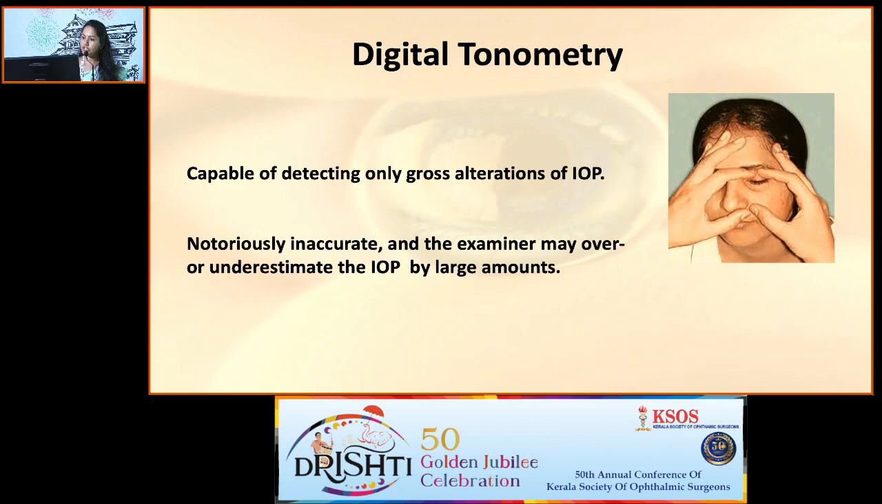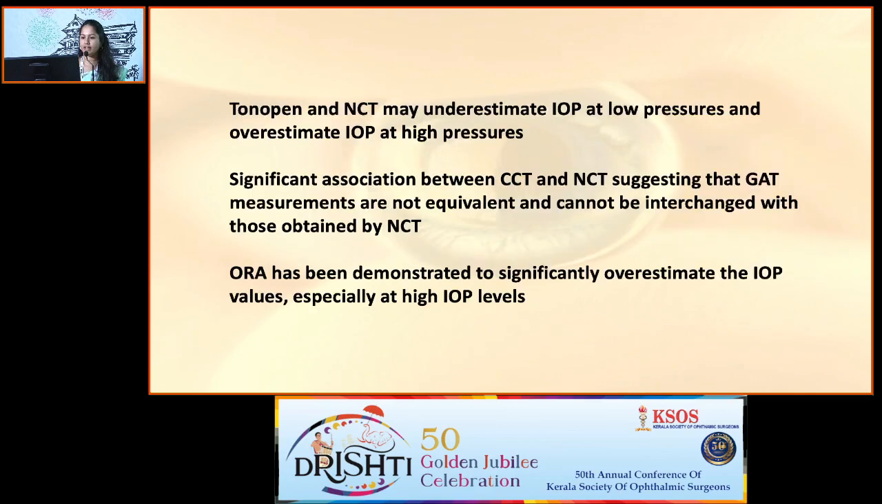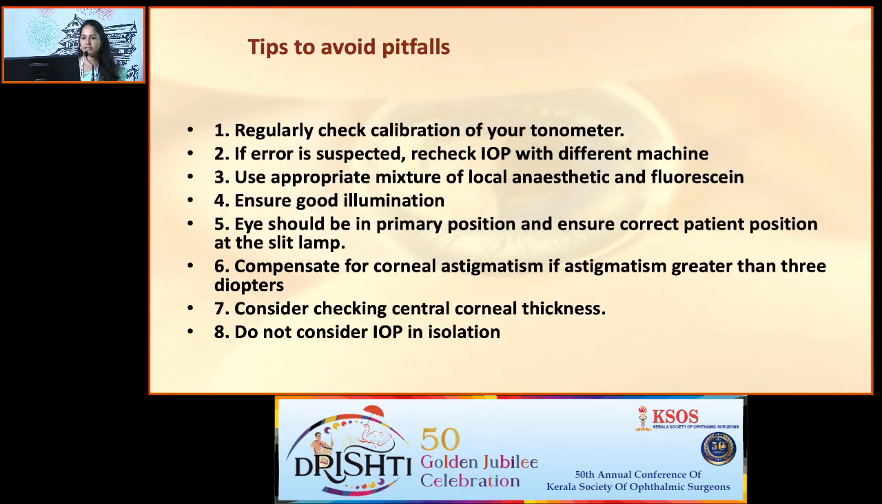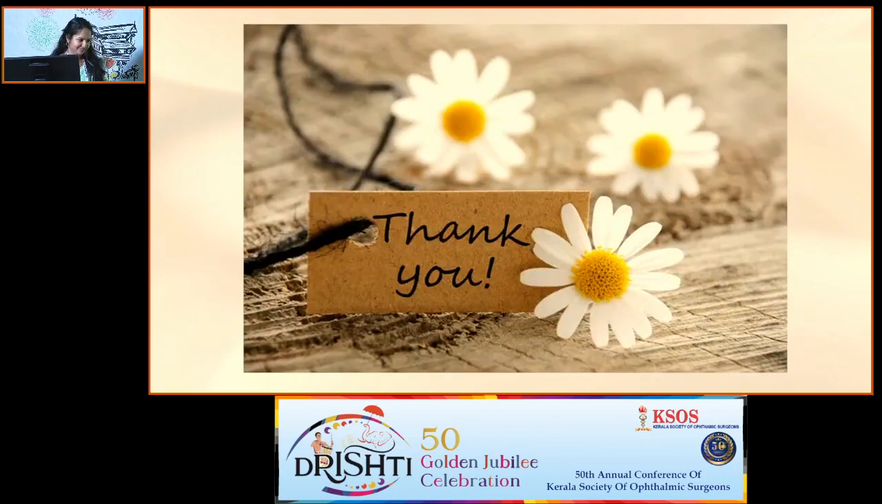Another thing is digital tonometry, but that is notoriously inaccurate. Tonopen and NCT are other options for measuring, but they may underestimate or overestimate the IOP at other than normal pressures, that is, at increased or lower IOPs. So, these are the tips to avoid pitfalls, and if you take care of all these, you get a proper measurement of IOP. Thank you.